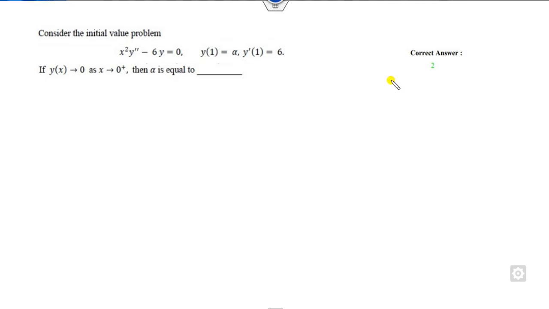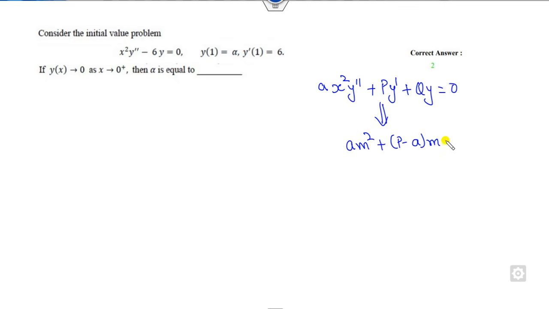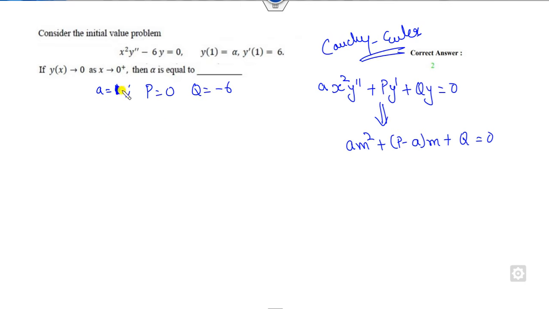Okay, again you can see that this is x²y'' + pxy' + qy = 0. You can reduce it to a·m² + (p − a)·m + q, because again it is a Cauchy-Euler equation. So a is 1, p is 0, and q is −6. If you substitute here, m² − m − 6 = 0.